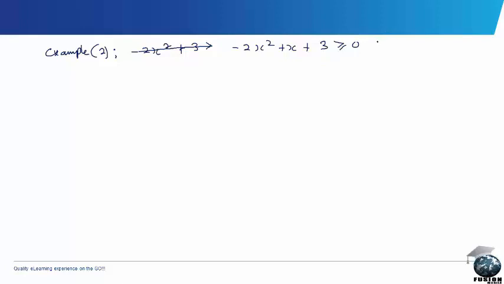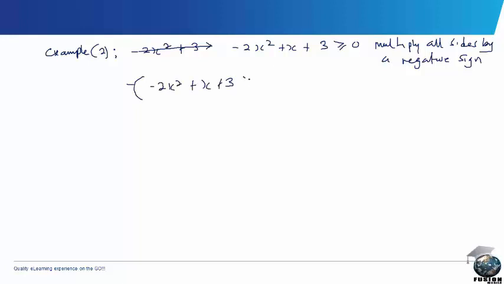First of all, we need to multiply all sides by a negative sign. So this becomes minus into minus 2x squared plus x plus 3, greater than or equal to 0. Negative into this gives positive 2x squared, then negative times positive x gives negative x, and negative times positive 3 gives negative 3, greater than or equal to 0. Negative times 0 is 0.